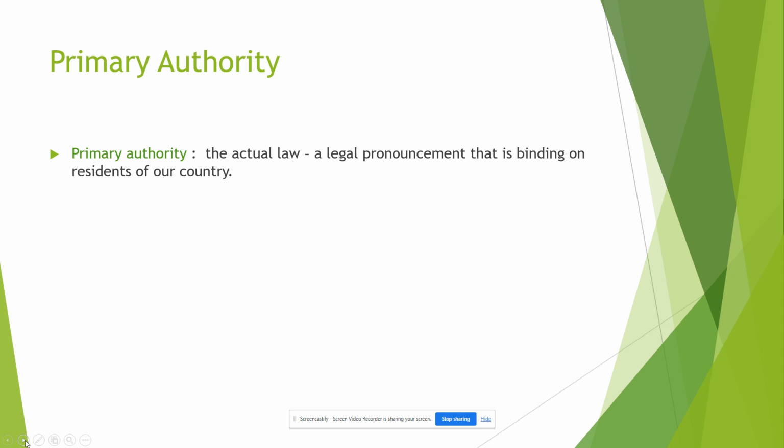Okay, and then we have the terms that they talk about. Primary authority. Primary authority is the law. So from those 4 sources, an actual legal pronouncement that is binding on people who live in our country, or who are currently in our country. Primary authority, primary law really is what a law is.